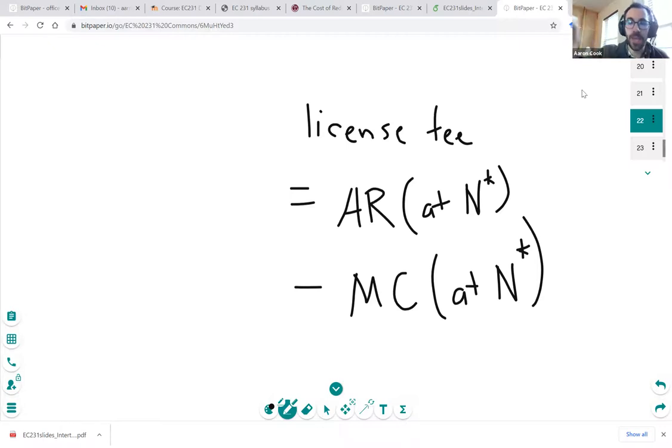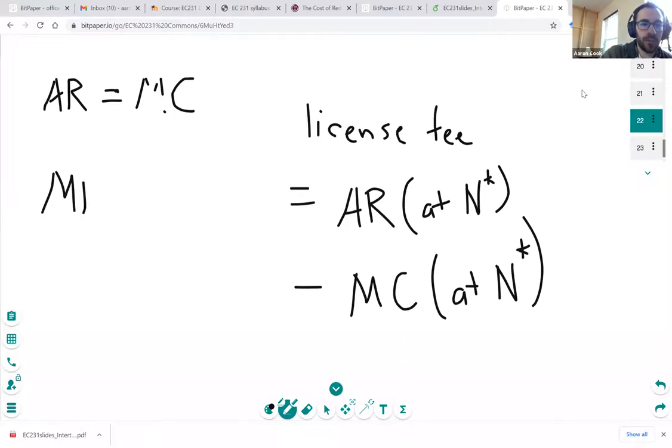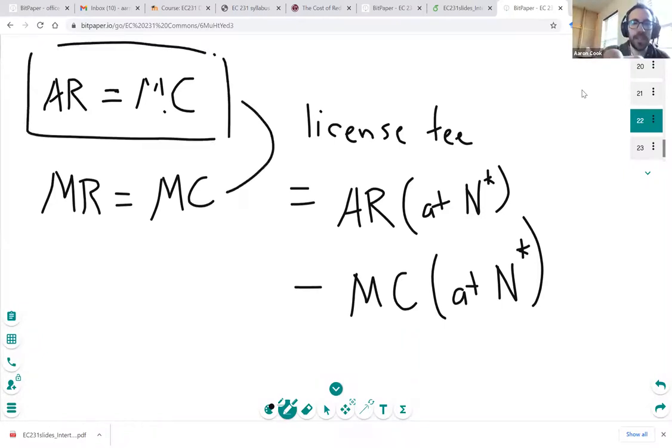Okay. And again, that's because the private incentives, or the open access incentives, are to fish until average revenue equals marginal cost. But we would prefer that they fish only until marginal revenue equals marginal cost. And so this license fee artificially transforms this into this. That's kind of the idea of the license fee. It transforms the private profit maximizing conditions into the socially optimal value maximizing conditions. So that's in theory what's going on with the license fee.